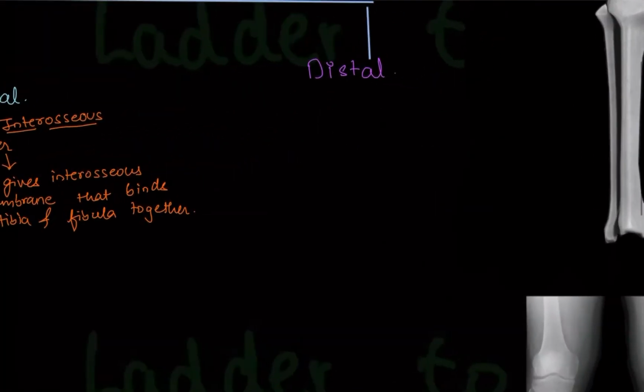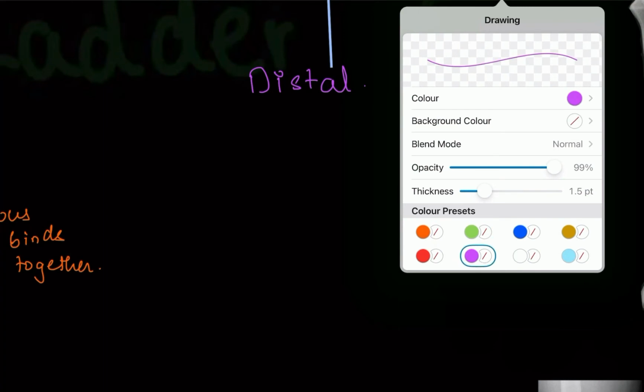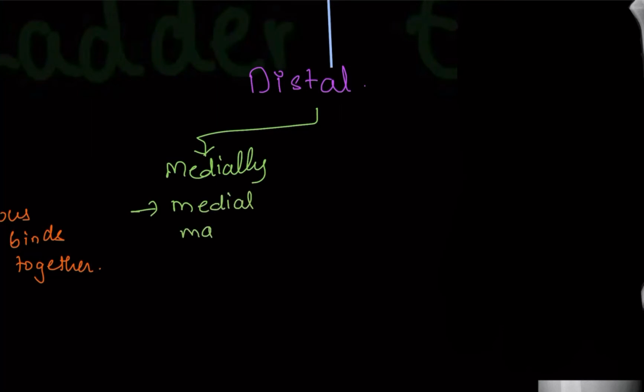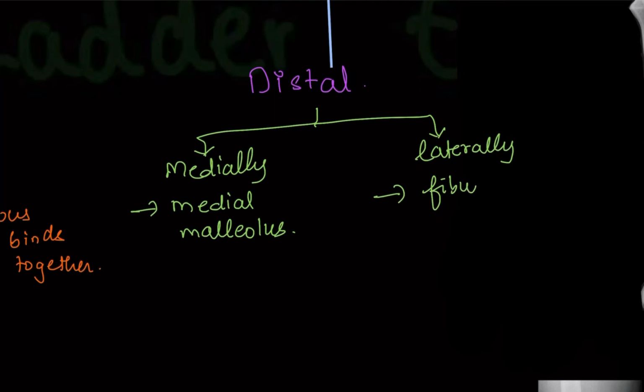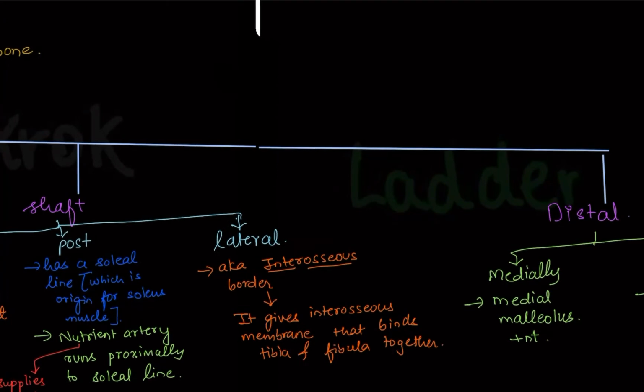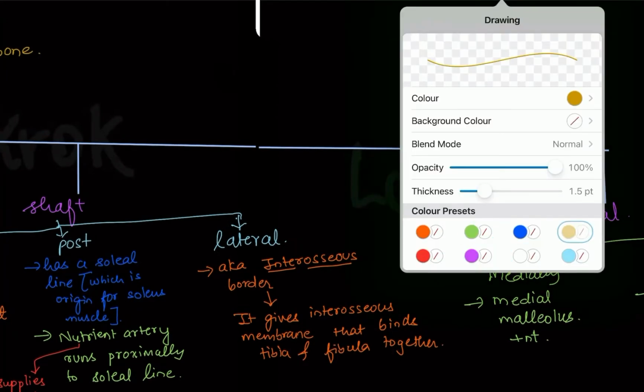Now the distal portion of the tibia bone. Let's know about it. At the distal portion, medially, it gives you the medial malleolus. What is present medially on the tibia at the distal portion? The medial malleolus. And laterally, it gives you the fibular notch. Laterally, what is present? The fibular notch is present, and medially, the medial malleolus is present. This is all about the tibia bone. Now there is something called the intraosseous axis. Very important. Write it down.